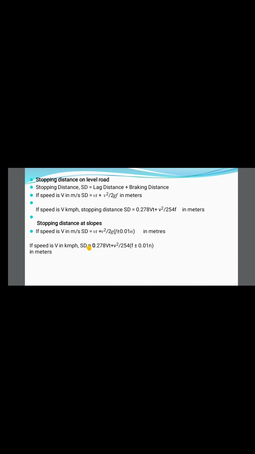So you are going to have problems on this to find the stopping sight distance. So clear this thing. If you have doubts, you can contact me at any time. We will clarify your doubt. Okay, so please remember these two formulas when V is in terms of kilometer per hour. On level ground, it is 0.278 Vt plus V square by 254 F. And when it is on a slope, the formula is 0.278 Vt plus V square by 254 F plus or minus 0.01 N.